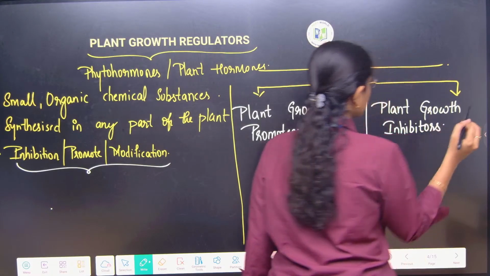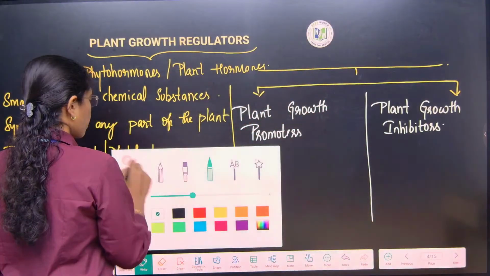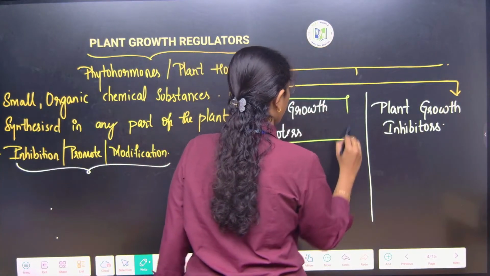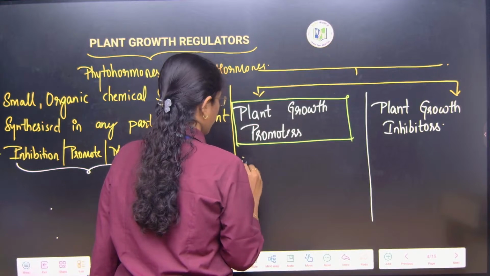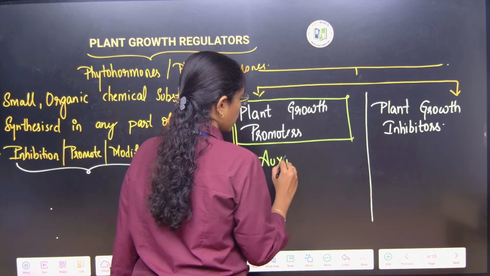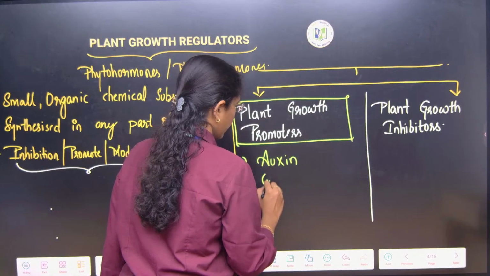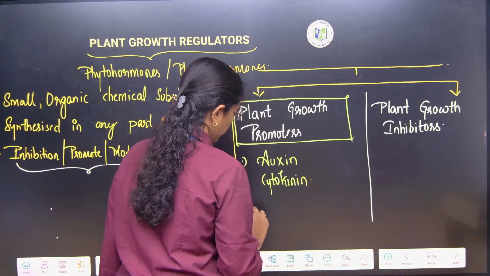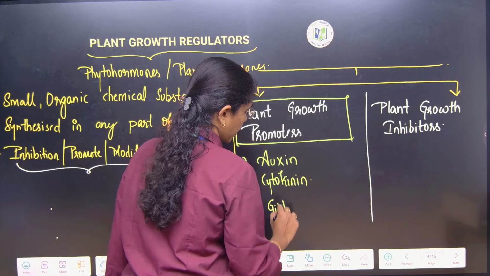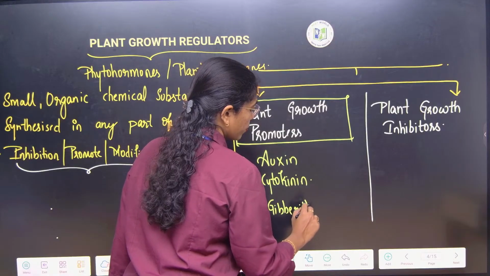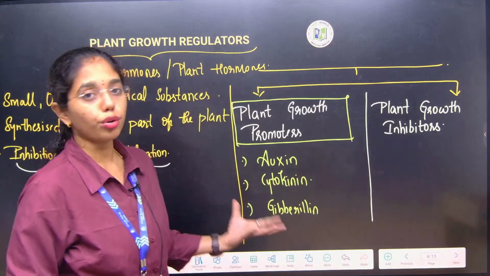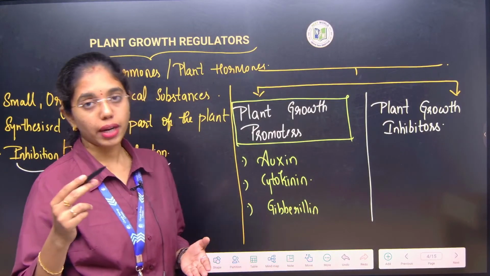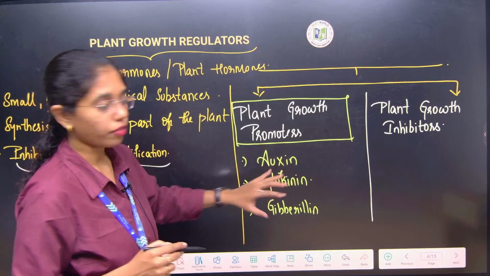Plant growth promoters and plant growth inhibitors. Plant growth promoters include auxin, cytokinin and gibberellins. These phytohormones will promote the growth of the plant, be it in the form of cell division, cell elongation, or increase in the length of the plant. Okay, this will promote the growth of the plant.